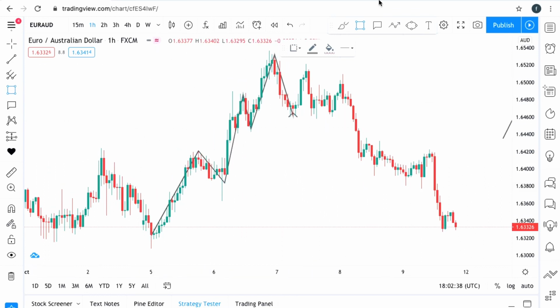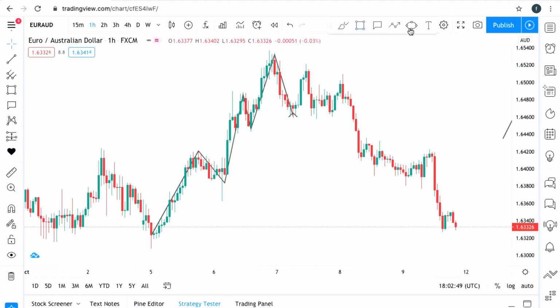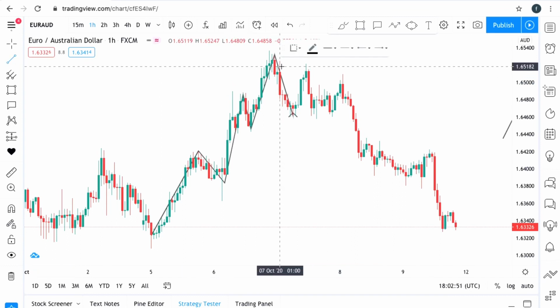Before we move on from the higher highs and higher lows, you have a consolidating market right here as well. A little consolidation. It's not a big consolidation. So I'm going to identify it and show you guys.